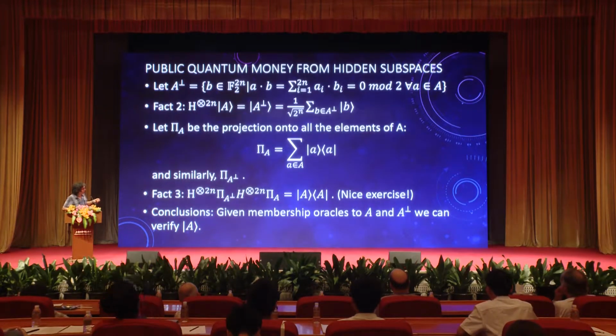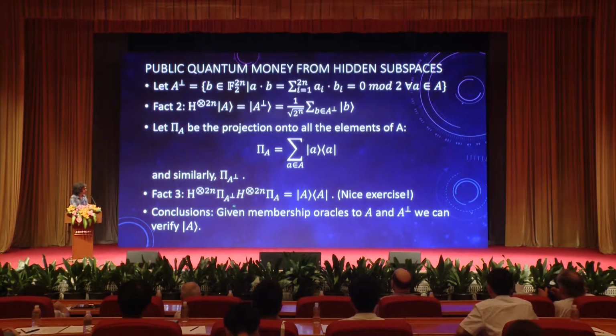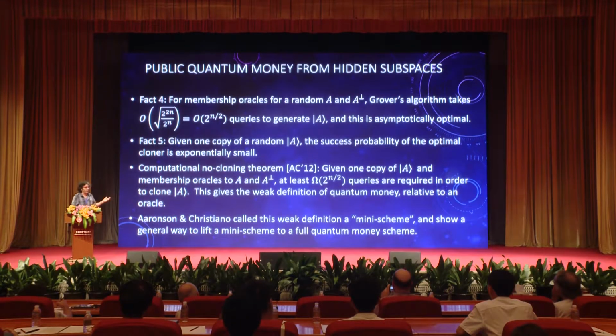And the interesting fact, which is a very nice exercise, I think, is the following. If you apply this projection onto A, then apply the Hadamard transform on these qubits, apply pi A dual, and Hadamard tensor n again, you get a projection onto this A, which is our quantum money state. So if you have oracle access to A and A dual, as they appear here, you get a way to verify our quantum money state. So we have a way to verify our money, but we need some other properties.